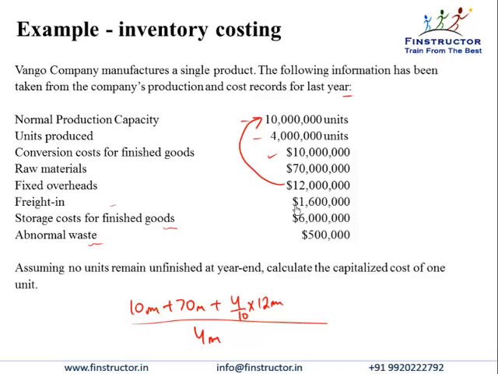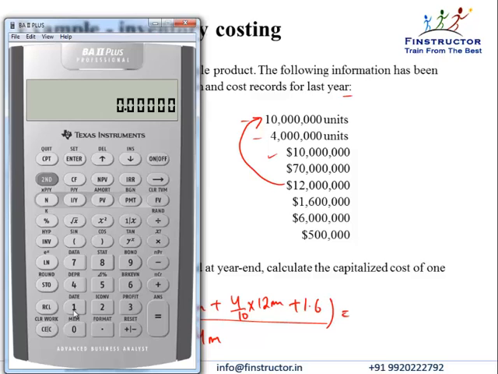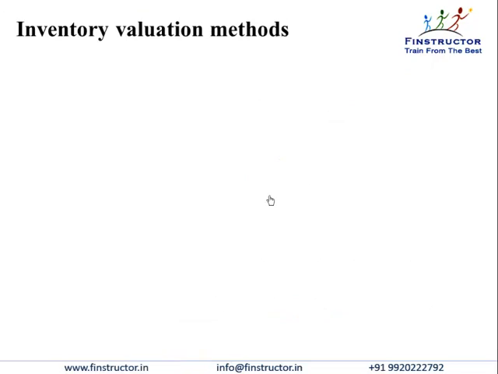Freight inwards, like we discussed, is the freight required as a part of the production process. So this will be added. But please note that the storage cost for finished goods cannot be added to the cost of inventory, and likewise the abnormal waste. This calculation will give us the cost of inventory as 10 plus 70 plus 4.8 plus 1.6 divided by 4 million units. That is equal to $21.6. So that was about computing the cost of inventory.